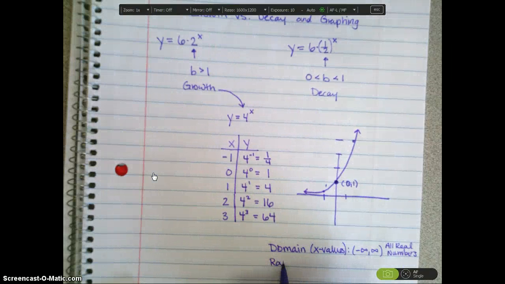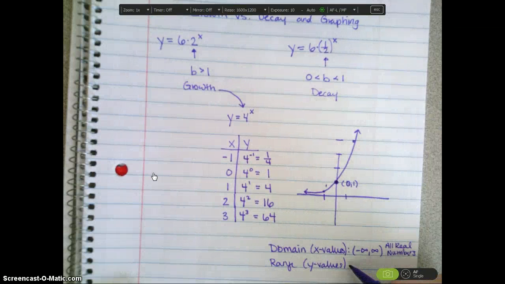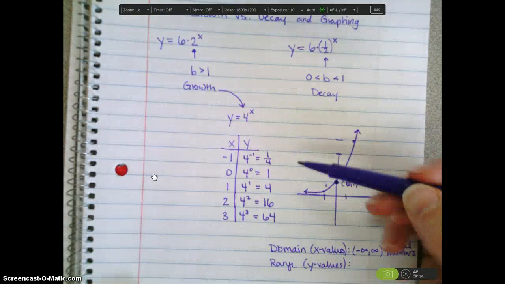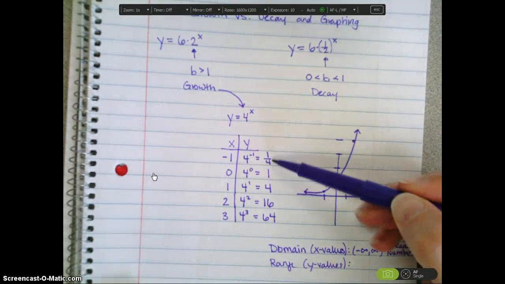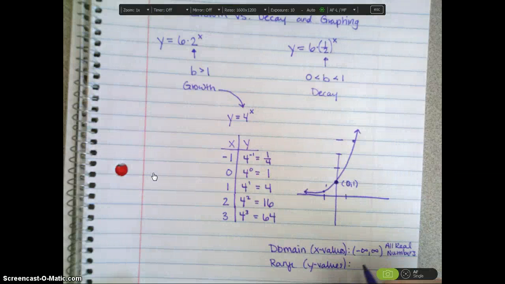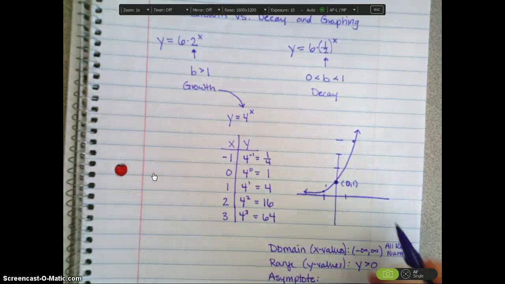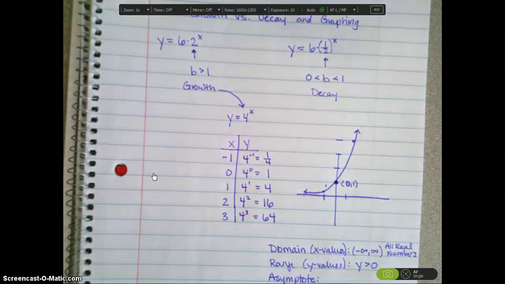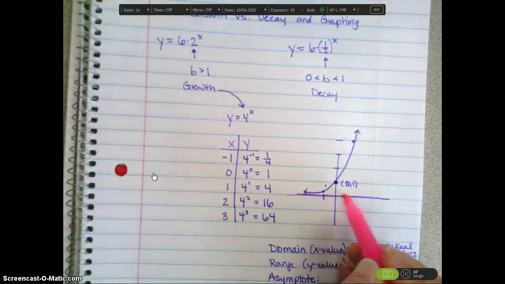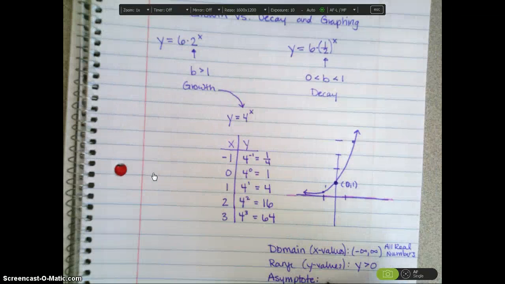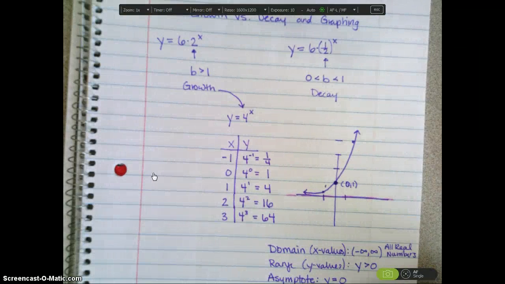We said the range was the y values, and what we noticed about our y values is that the graph was only positive, or above the x-axis, and our answers are also positive. So we said that the y values were greater than 0. And that brought up our third characteristic, which was asymptotes. We had one asymptote, a horizontal asymptote, that went right through y equals 0. And so exponential growth equations had these characteristics.